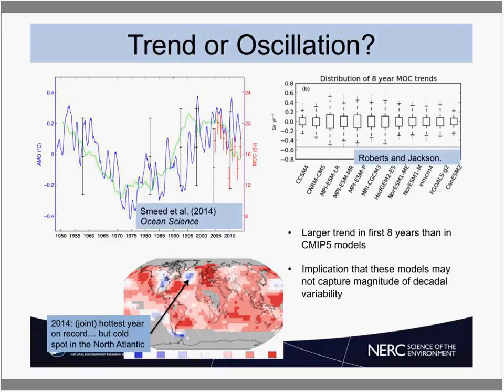If we think about the kind of variability that's going on at the moment, including the so-called hiatus in global warming, this is the pattern of temperature anomalies in 2014. 2014 was one of the hottest years on record in an awful lot of places. But there's a big cold spot over the North Atlantic, which is consistent with the decline in overturning circulation that we're seeing at 26 north.